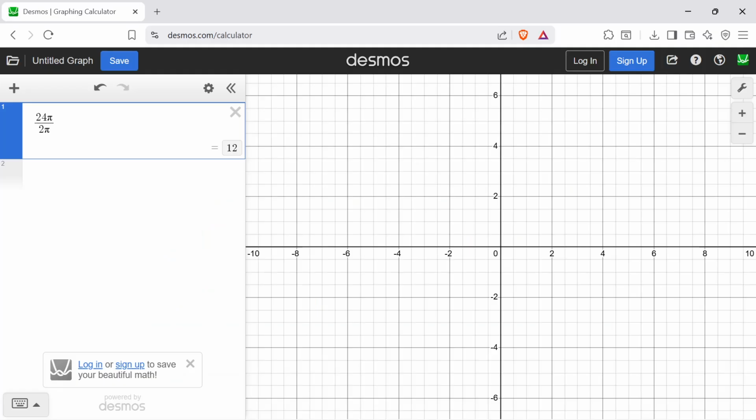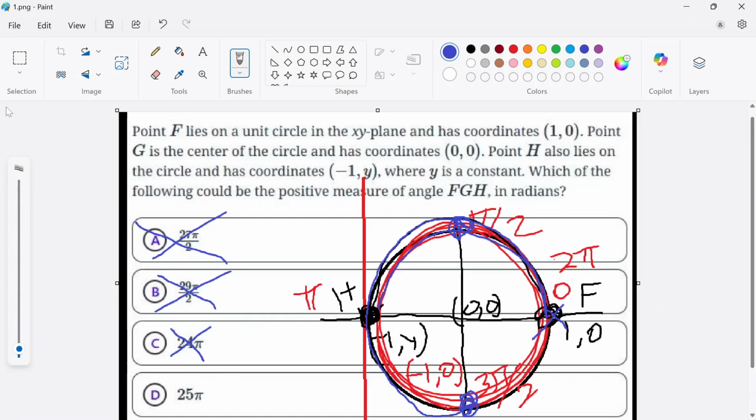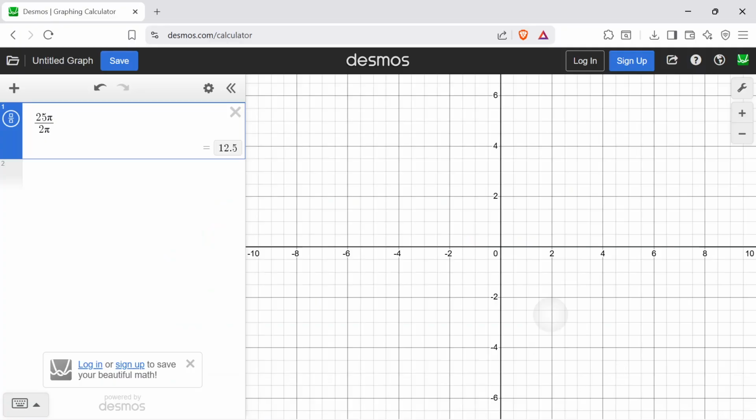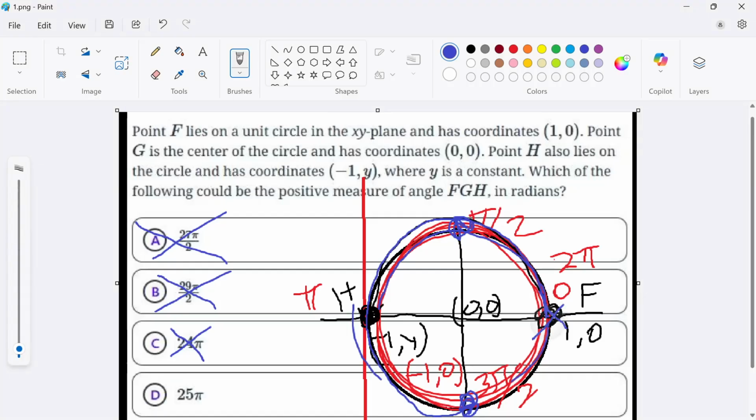That one's out. 25 pi looks like it. 25 pi divided by 2 pi is 12.5. 0.5 times 2 is 1, multiplied by the original divisor. So that means I go around 12 times, and then I go another half of 2 pi around, or one more pi around, which brings me to pi. So this is the answer. The answer is D.